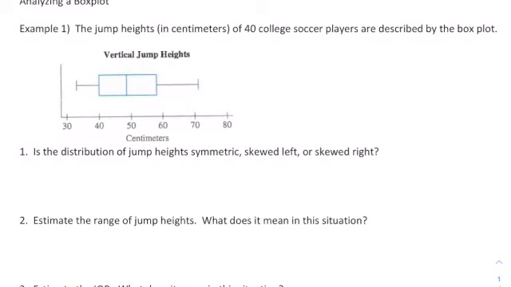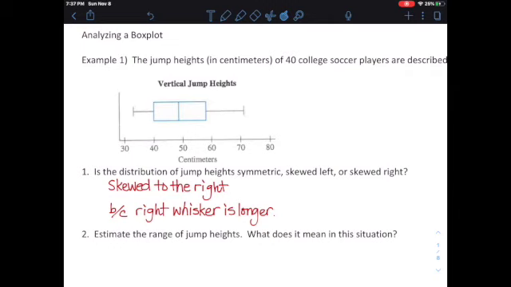Okay, example 1. The jump heights in centimeters of 40 college soccer players are described by the box plot. Right there is the box plot. Number 1, the distribution of jump height: symmetrical, skewed to the left, or skewed to the right? Pause, write down your answer and check with mine. It's skewed to the right, because the right whisker is longer. You can definitely see this part is longer than this part. So the right whisker is longer, skewed to the right.